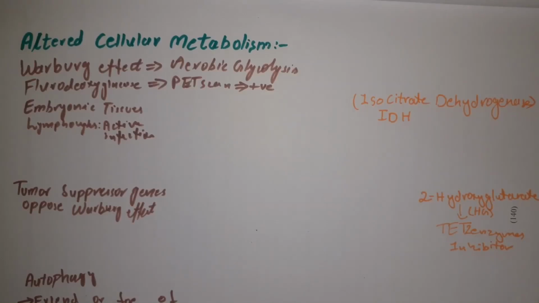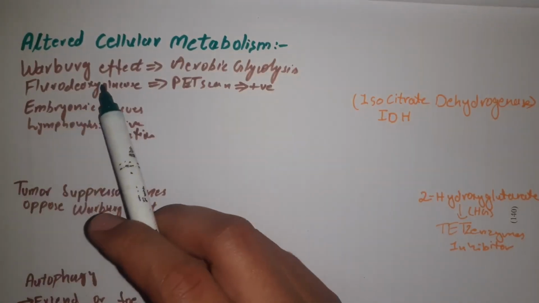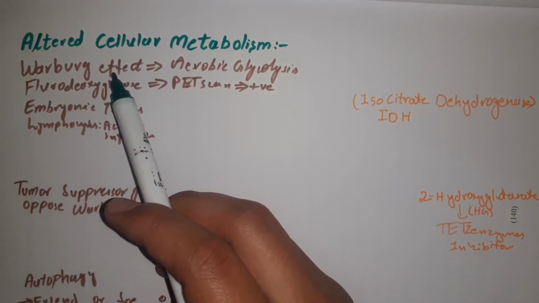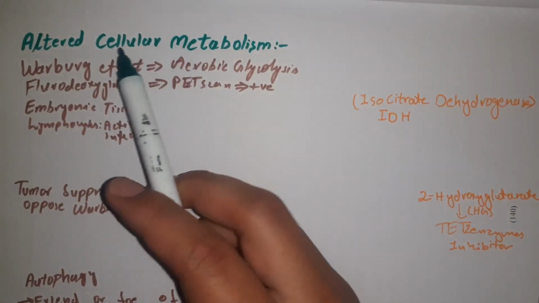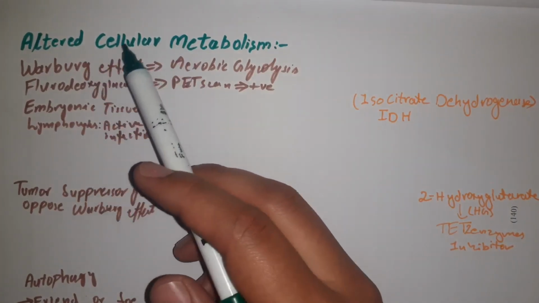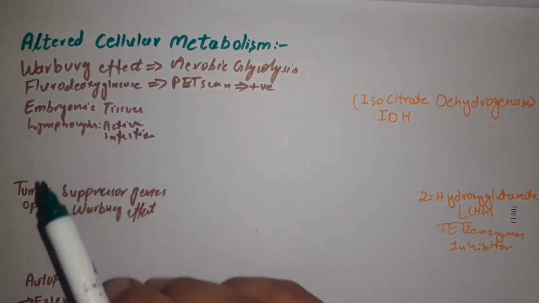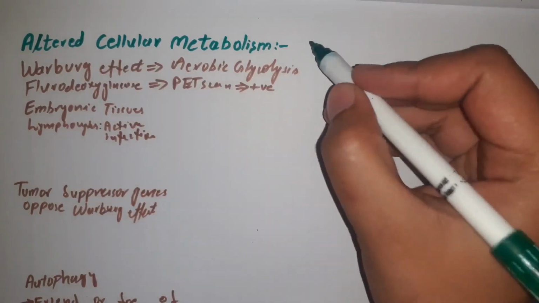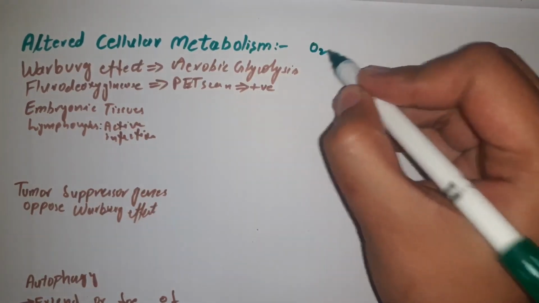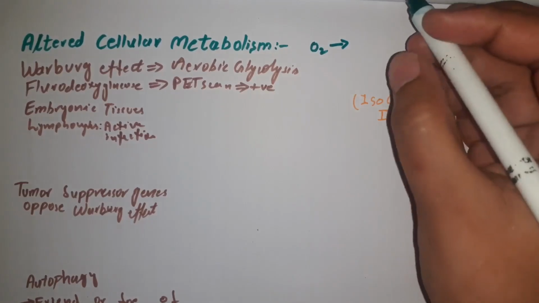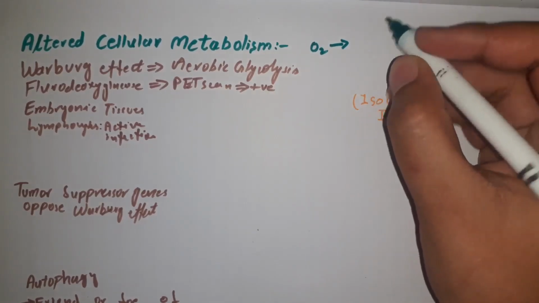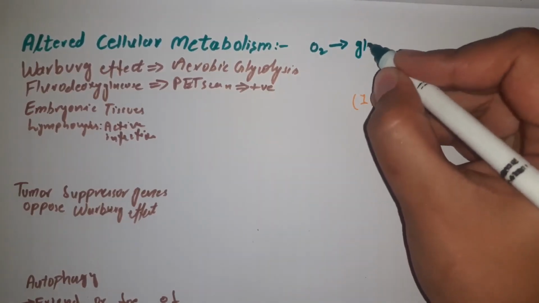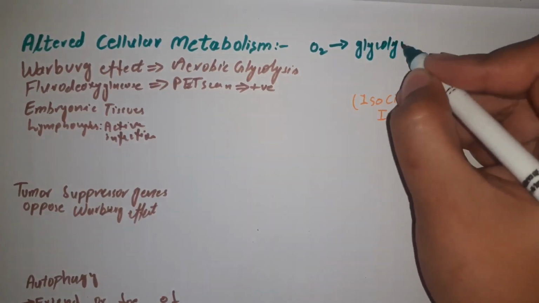In this video, we are going to discuss the third hallmark of carcinogenesis, which is altered cellular metabolism. In addition to other characteristics, cancer cells also show a changed way of cellular metabolism. Even if there is an abundant supply of oxygen, they still move towards aerobic glycolysis, or they rely upon glycolysis for their metabolic demands.